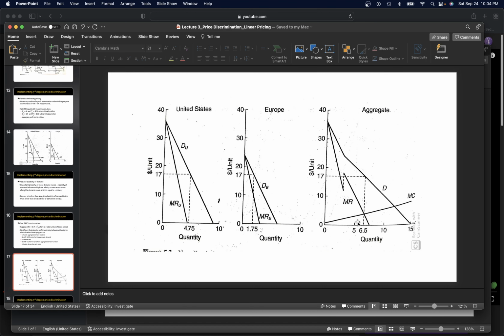So in this case, you've got, again, a uniform demand. Marginal cost is rising. You get the intersection with marginal revenue, and the quantity is 6.5. The price is still 17 in this case. And then you've got uniform prices. So each country would produce or sell this amount and this amount.